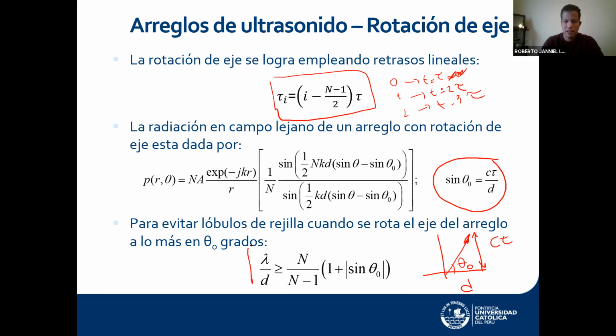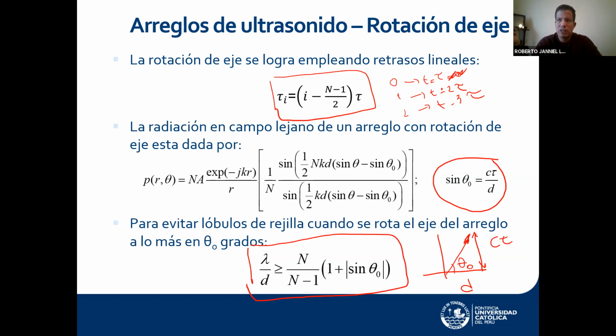So if you want to rotate the main axis of the transducer by an amount of theta naught degrees, then the expression is not anymore that lambda divided by d has to be larger or equal than n divided by n minus 1, but you get an additional factor of 1 plus absolute value of sine of theta naught, which basically means that, I mean, you can flip this and make this a minus. D divided by lambda would have to be less or equal than n minus 1 divided by n times 1 plus absolute value of sine theta naught.